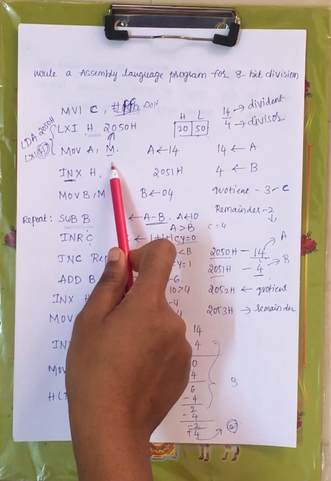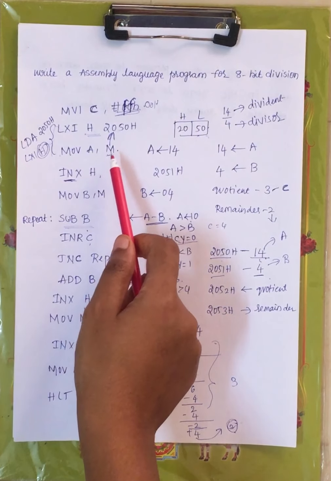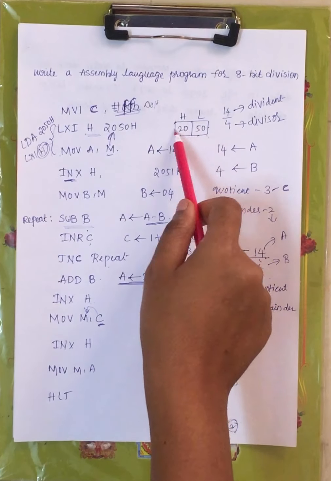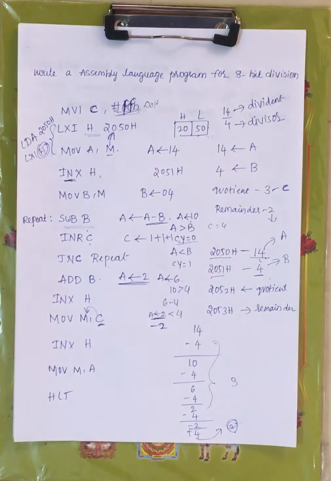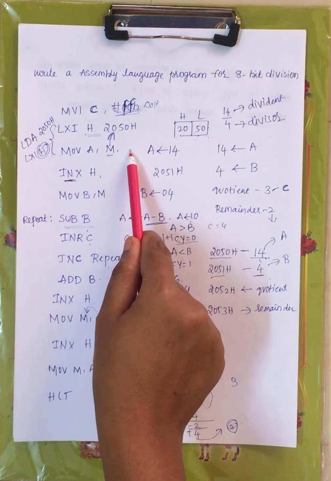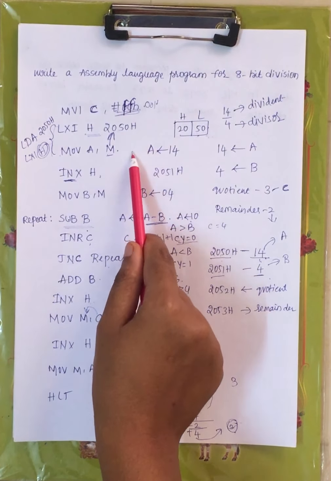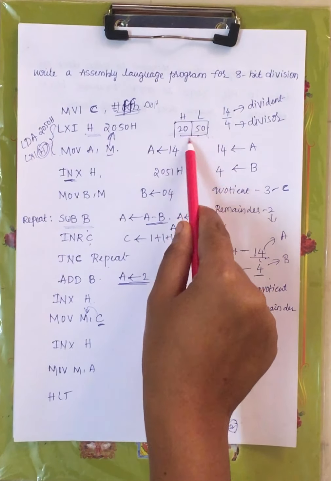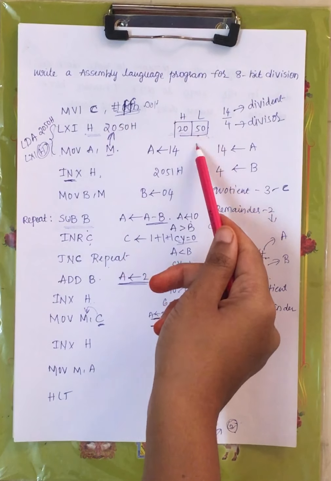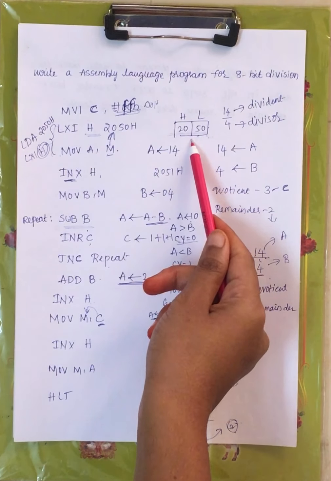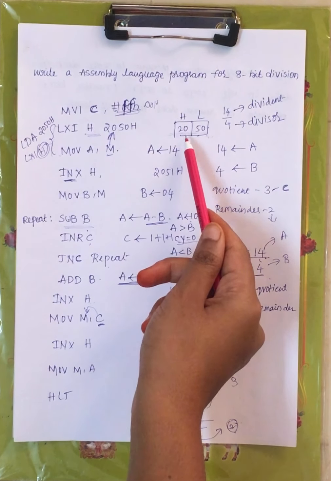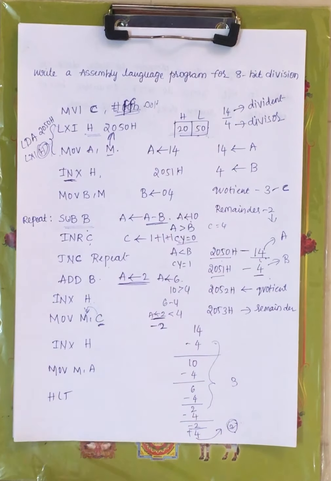Now move A comma M. M is the memory pointer that is pointing to the data of the memory location stored by the HL register pair. HL is storing the memory location 2050H. At that memory location we have the data 14. Now that is moved to A.